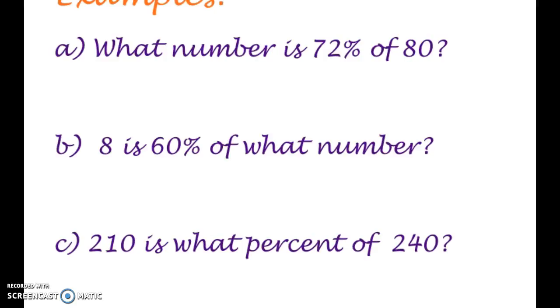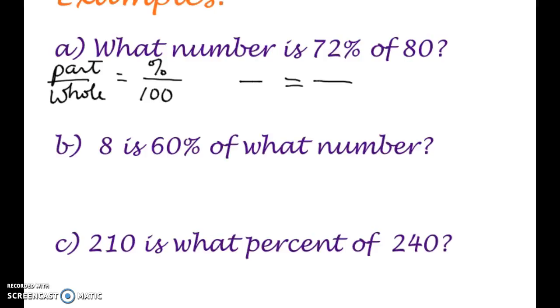The first one says, what number is 72% of 80? Now, we actually learned how to do a problem like this the other day, and you could use the same technique that we used before, but today we'll try this alternate technique. We're trying to use this equation: part divided by whole equals percent divided by 100. So we want to look here.